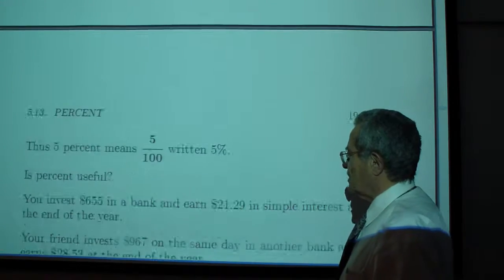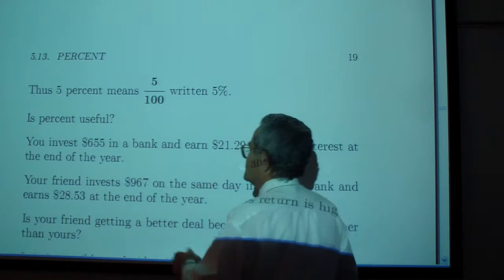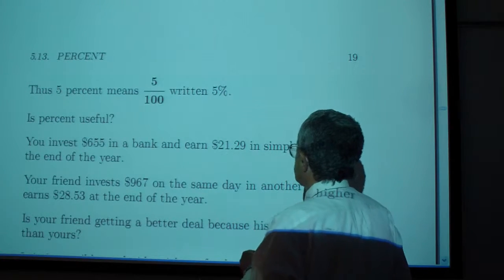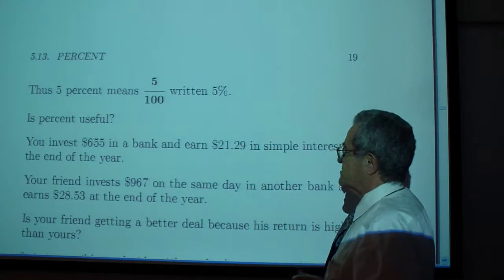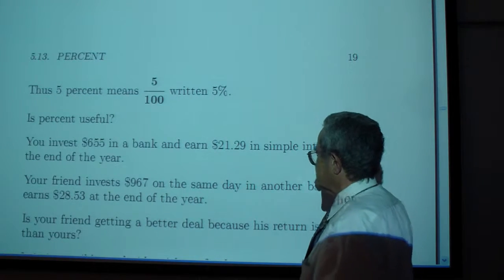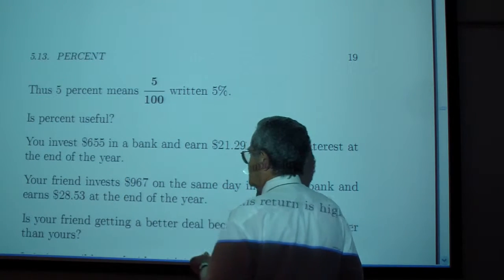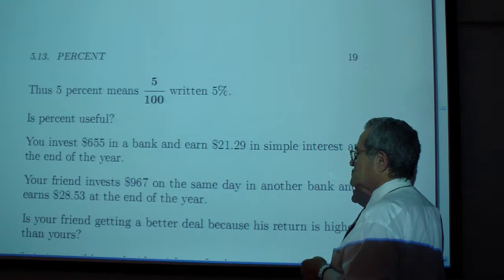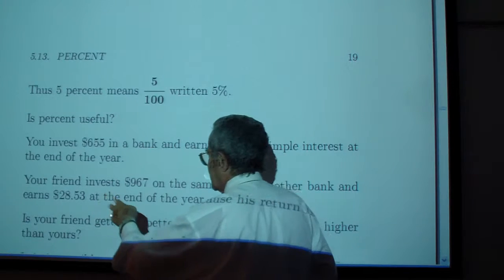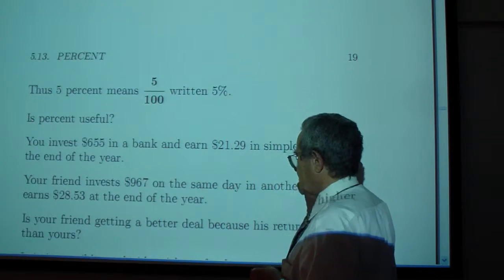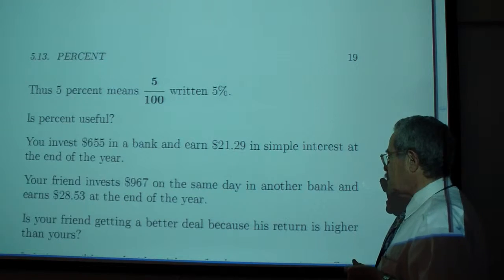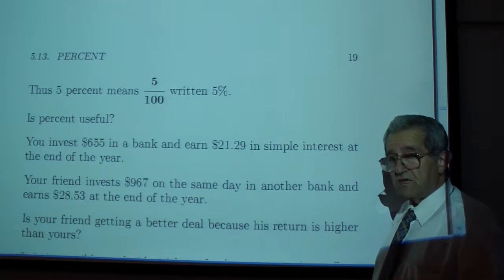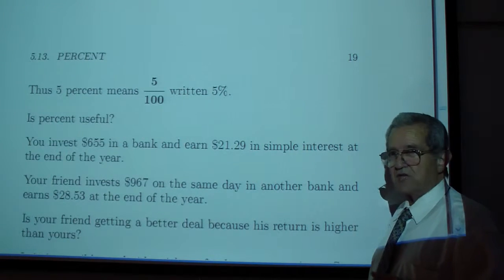Suppose you have the following problem. You invest $665 in one bank, and at the end of the year, simple interest, you get $21.29. Your friend goes on the same day to another bank with $967, and at the end of the year, simple interest, he gets $28.53. Now, is your friend getting a better deal because his return is higher than yours? Maybe, maybe not. It's rather difficult to gauge that.